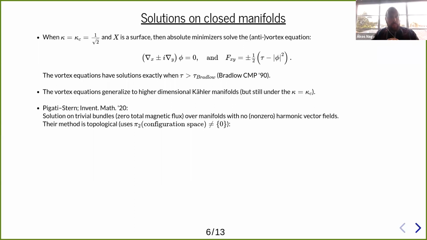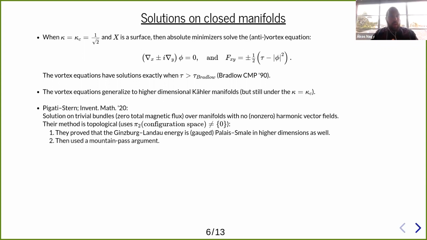So their method is topological, in the sense that they use the fact that the configuration space, so where the connection and Phi live, modulo gauge, has non-trivial topology. And they also proved that the Ginzburg-Landau energy is gauged Palais-Smale, but they extended this to higher dimensions. And then they had a smart mountain pass argument. So these solutions, because they come from a mountain pass argument, are necessarily unstable, and you can see easily that they're also irreducible. And actually, these are the first examples that I know of that are unstable, irreducible solutions on closed manifolds in the gauge situation. So this is what I mean by such: unstable, irreducible gauge Ginzburg-Landau solutions on a closed Riemannian manifold.